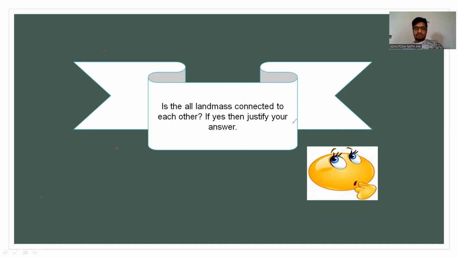Pangea existed about 240 million years ago. Okay, and about 200 million years ago it began to break apart. Over millions of years these pieces came to be the continents as we know them today. Okay, student, so we can say that yes, all the landmasses are connected to each other.